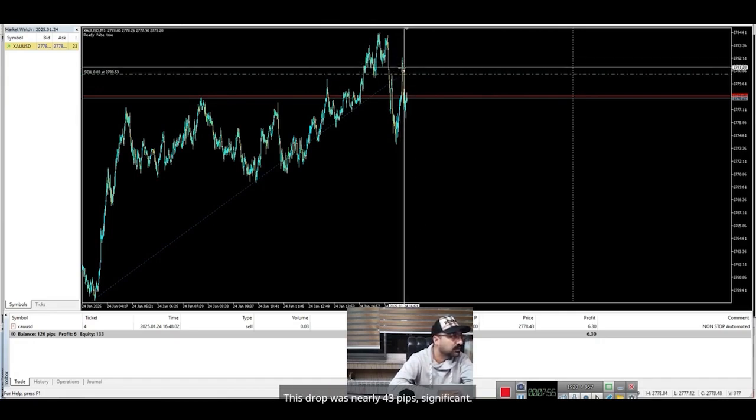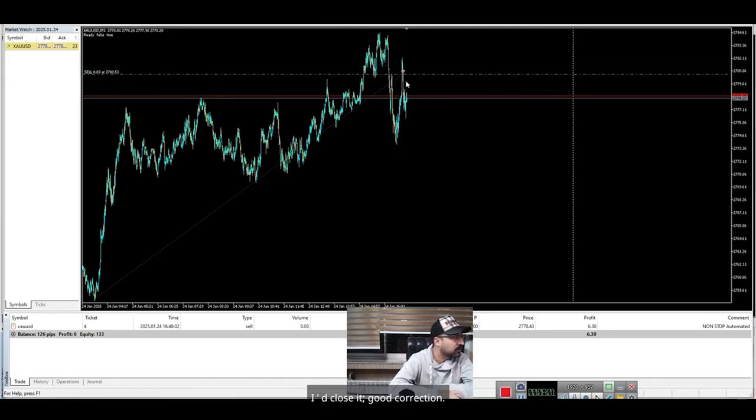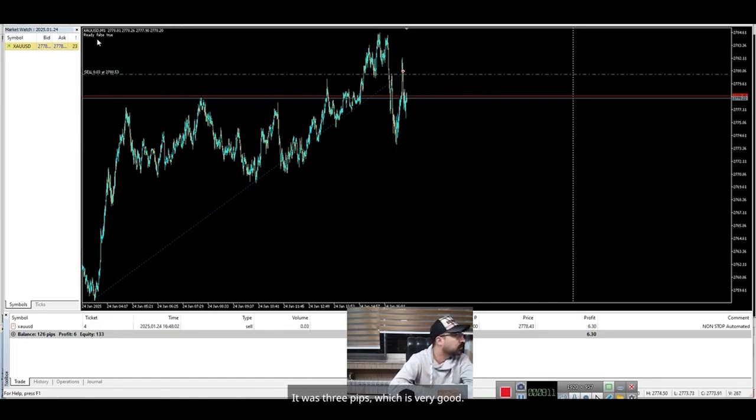It dropped $6. This drop was nearly 43 pips. Significant. Trading 1 lot equals $438. See this trade? I'd close it. Good correction. Initially I'd close it. If it rebounds, I'd trade again. Another trade was possible here. It was 3 pips, which is very good.